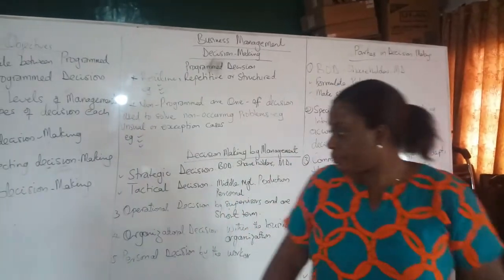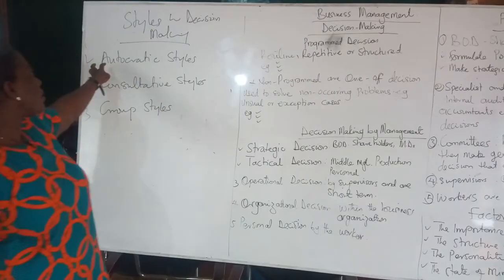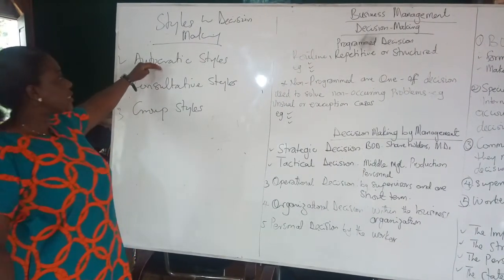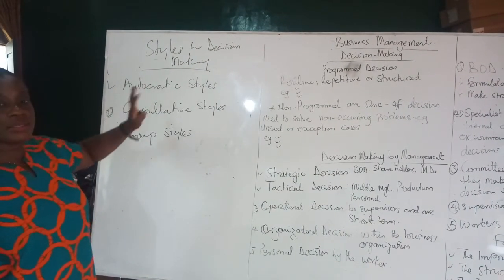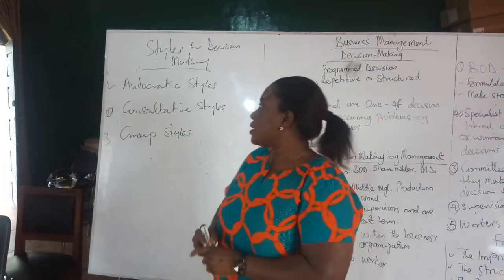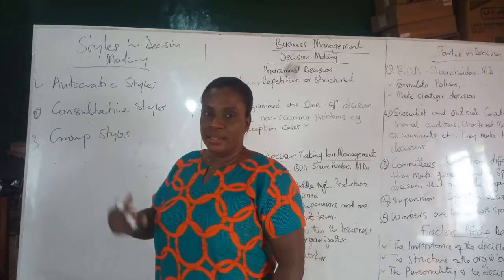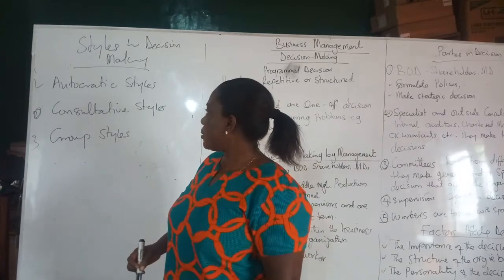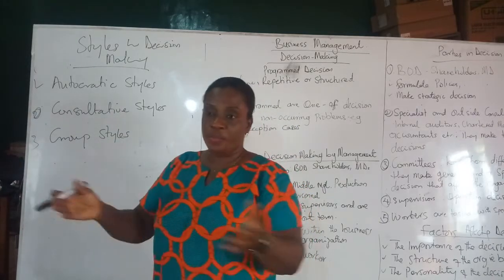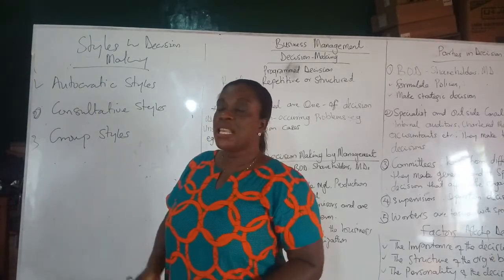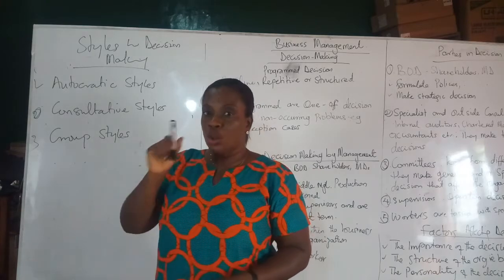Then we'll talk about types of decision making, with the styles, talking about autocratic style, consultative style, and group style. With the autocratic style, the decision maker does not consult anybody. He takes a decision on his own and instructs the subordinates to comply. With the consultative style, the decision maker consults people, groups of people, representatives, individuals, but he makes the sole decision. Upon all the views that he has heard, he sits down and makes the sole decision.